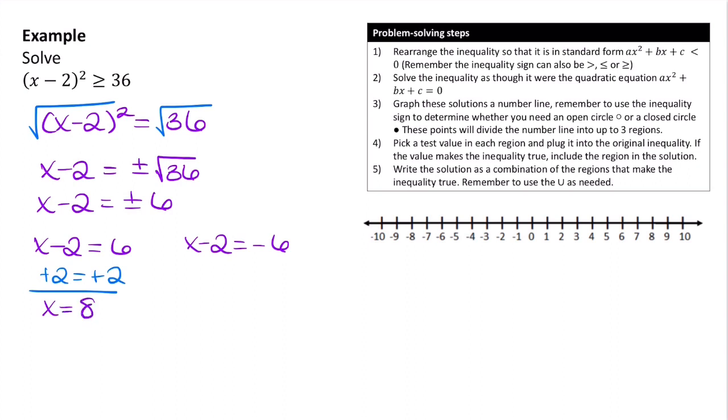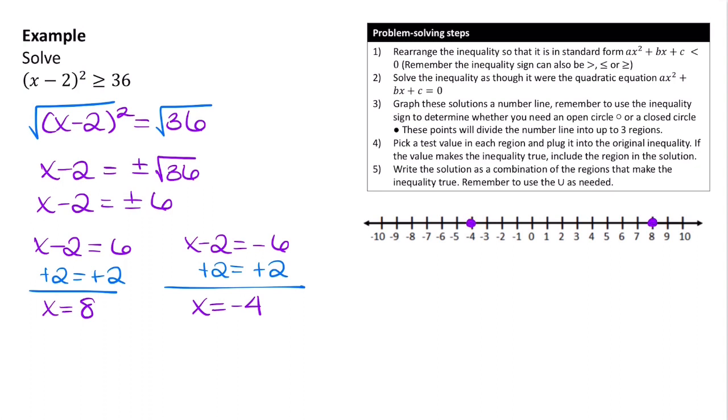And then over here, we're going to add 2 to both sides. And so that will give us x = -4. So since we have a greater than or equal to sign, these endpoints will be included. So I'm going to put a filled in circle at 8 and a filled in circle at -4.